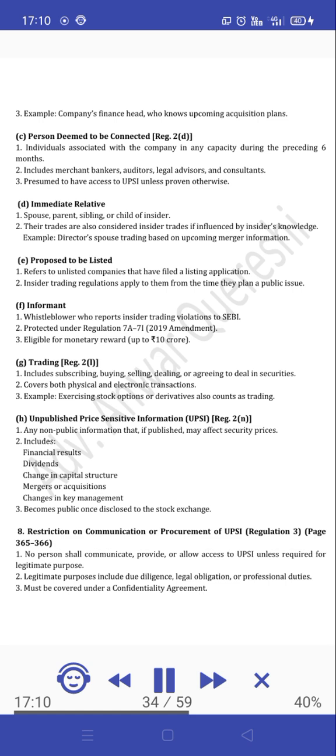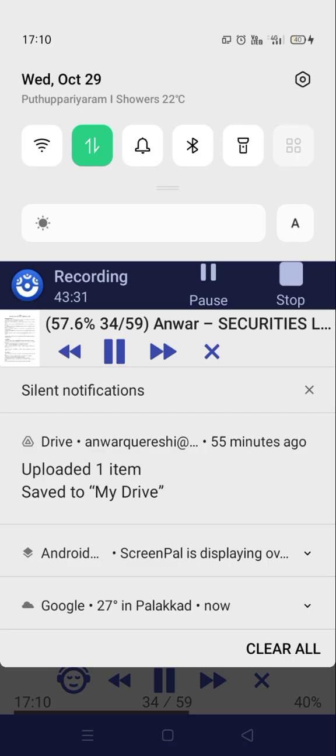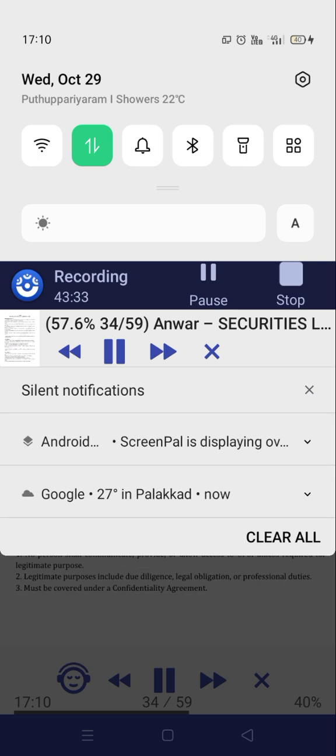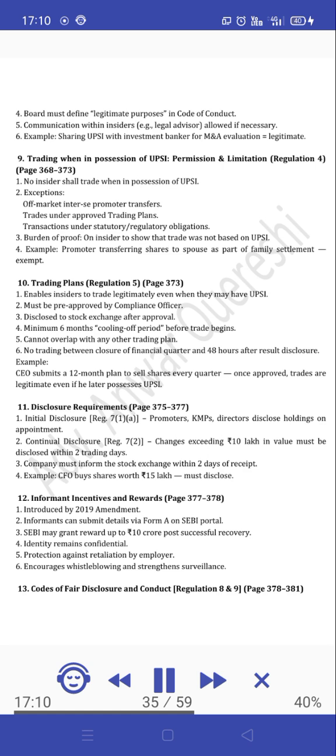8. Restriction on communication or procurement of UPSI, Regulation 3, page 365. 1. No person shall communicate, provide, or allow access to UPSI unless required for a legitimate purpose. 2. Legitimate purposes include due diligence, legal obligation, or professional duties. 3. Must be covered under a confidentiality agreement. 4. Board must define legitimate purposes in the code of conduct. 5. Communication with an insider's legal advisor is allowed if necessary. 6. Example, sharing UPSI with an investment banker for M&A evaluation is legitimate.